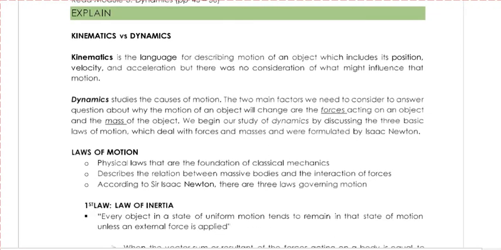So first, before we proceed, we have to differentiate what is kinematics versus dynamics. So we know in the previous discussion about kinematics, it is a language for describing motion of an object, which includes its position, velocity, and acceleration, but there was no consideration of what might influence that motion. This time, if we will be considering dynamics, this studies the causes of motion.